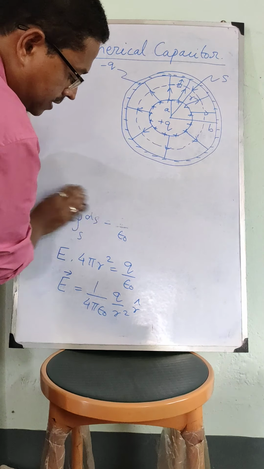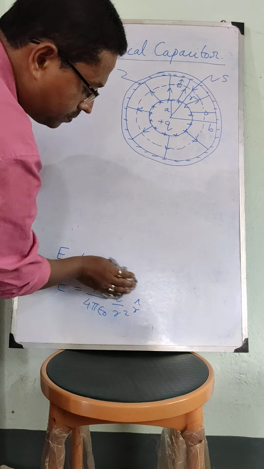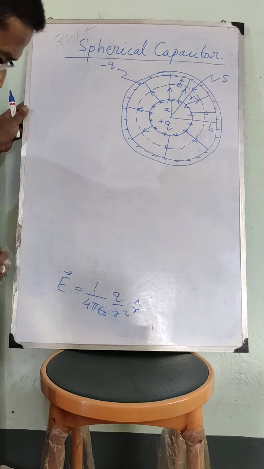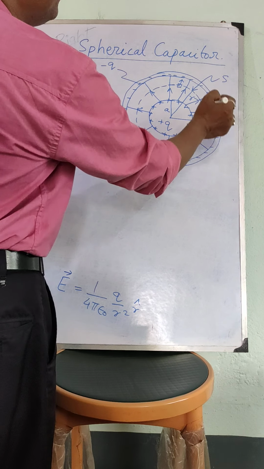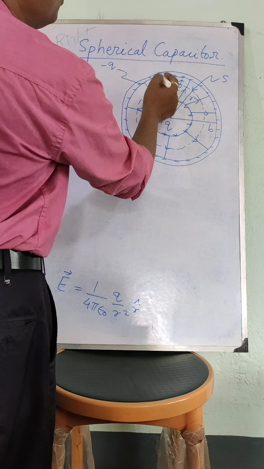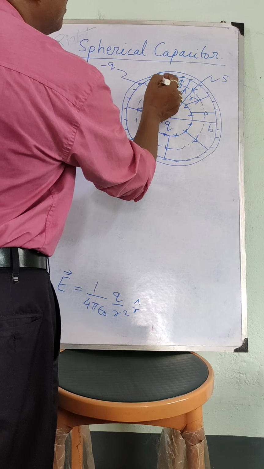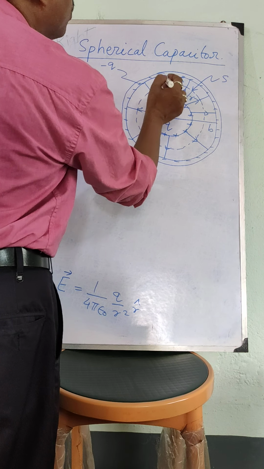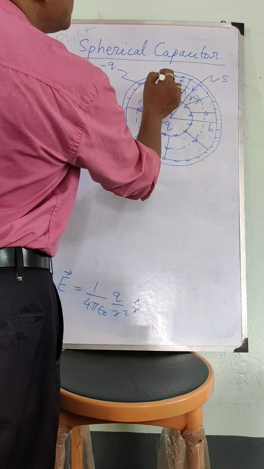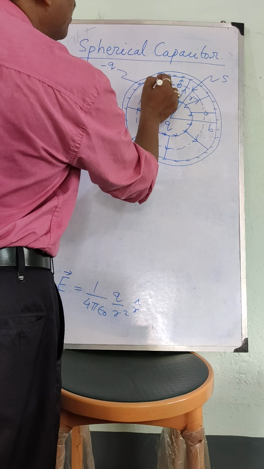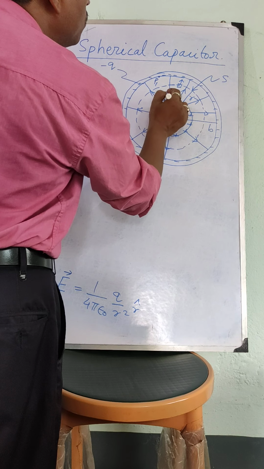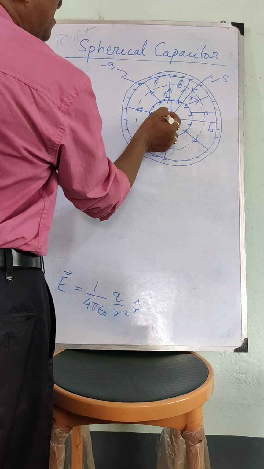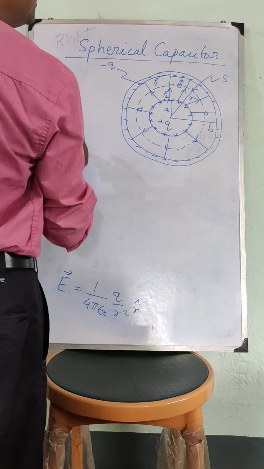Potential difference. See, a conductor is an equipotential. So the potential difference between the two conductors I can calculate by taking any two points on the conductors. Suppose this is point P1 and this is point P2. This is at higher potential, this is at lower potential.